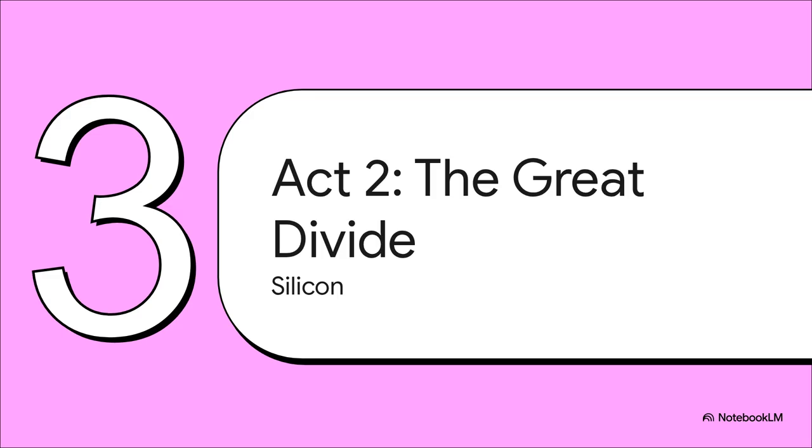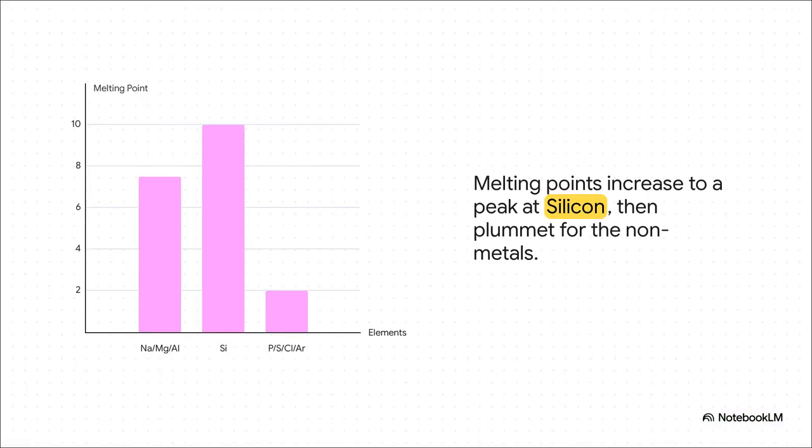All right, so after we leave the metals behind, we hit something totally different, a great divide. This is the turning point in our journey, and its name is silicon. This one element is basically the bridge between 2 completely different worlds. And wow, this chart just says it all, doesn't it? Look at this. The melting points for the metals on the left are pretty high, which makes sense. Then we get to silicon and bam! The melting point just skyrockets to this massive peak. But then, right after, for phosphorus and everything else, it absolutely plummets.